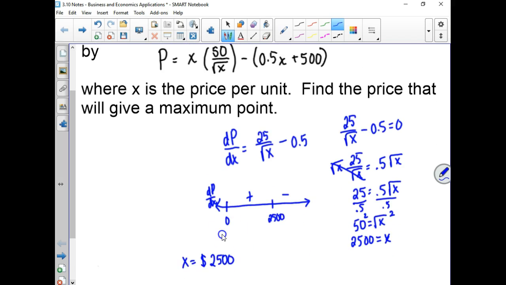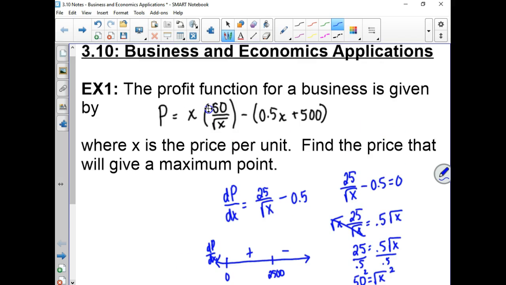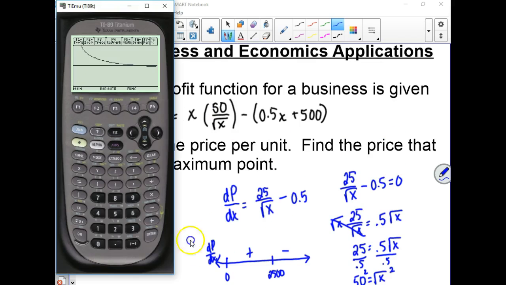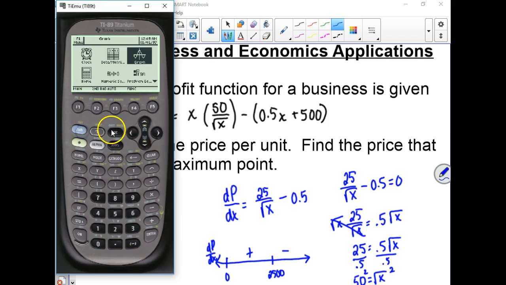So this is not the profit. If you want to know the profit, you need to plug this back into the original equation. Just out of curiosity, I'd like to plug that in to see.